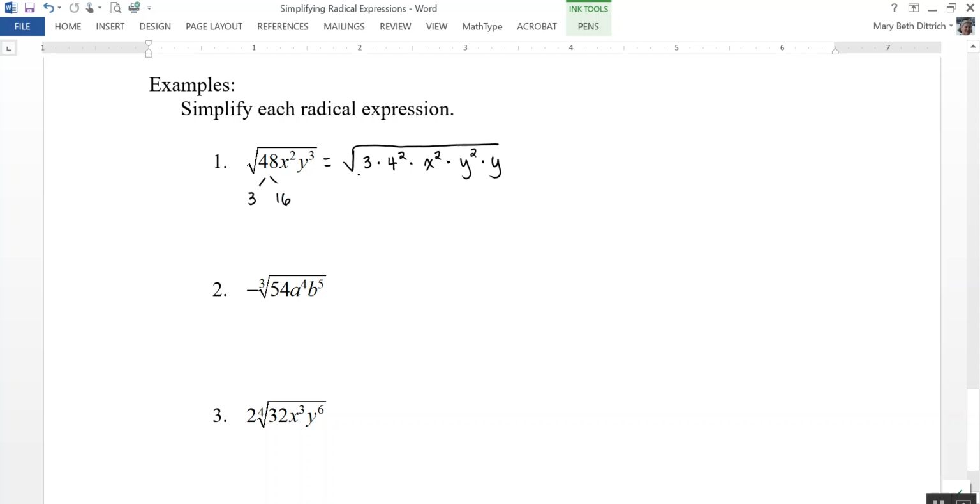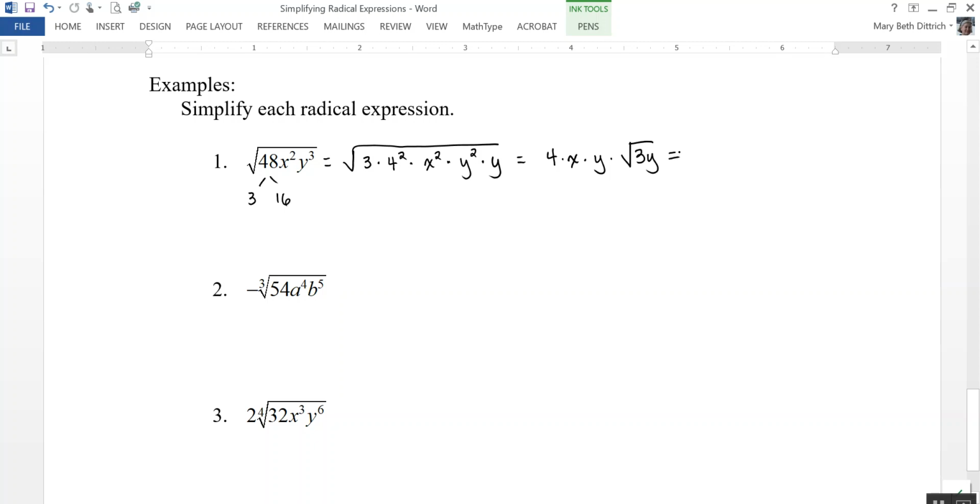I can't take the square root of 3, it just stays that way, but when I take the square root of 4 squared, that gives me a 4. When I take the square root of x squared, that gives me an x. When I take the square root of y squared, that gives me a y. And then the things that weren't squared have to stay under the square root, 3y. So let's clean that up a little bit.